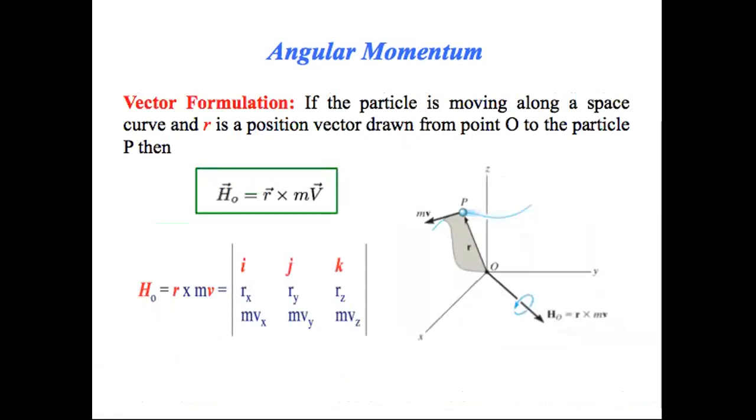If the particle is moving along a space curve and r is a position vector drawn from point O to the particle P, then the angular momentum H equals r cross the linear momentum, or mass times velocity. Also, as we can see in the figure, H is perpendicular to the plane made of r and linear momentum.